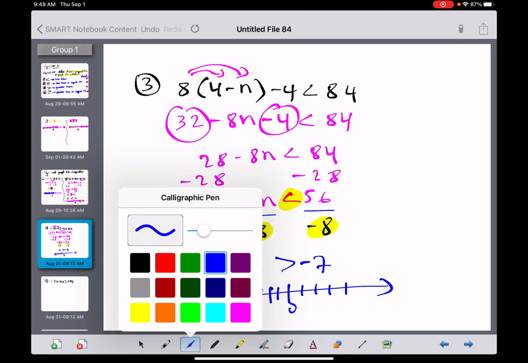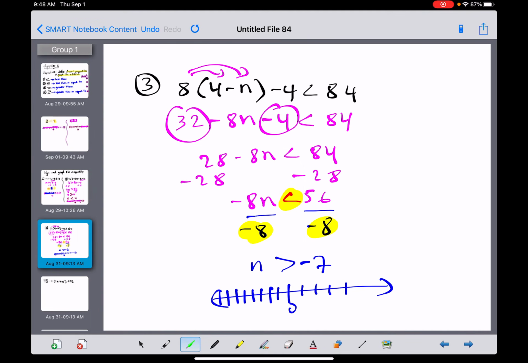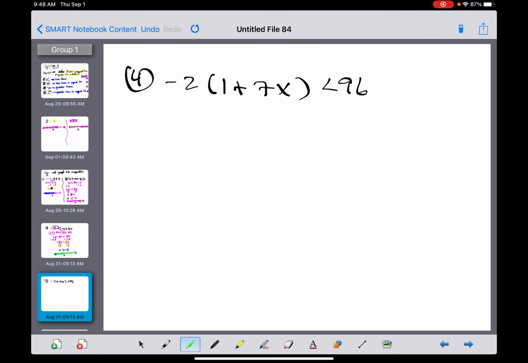At -7, it's going to be an open dot. 1, 2, 3, 4, 5. And it says n greater than -7. That means all the numbers greater than -7. It goes on this side, towards the right. Okay, let's move on to number 4.